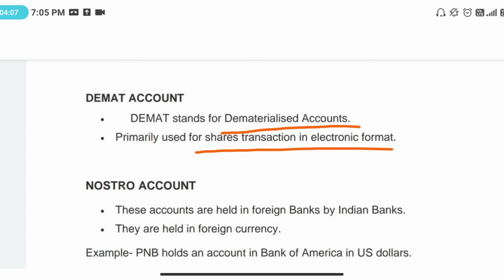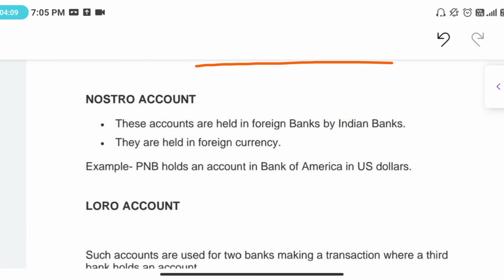And then the nostro account. These accounts are held in foreign banks by an Indian bank. So a nostro account is nothing but an Indian bank holding an account in a foreign bank. This is called a nostro account. So for example, PNB holds an account in Bank of America in US dollars. So here they hold the bank account in a foreign country only in their currency. So they hold the account only in foreign currency. So this is a nostro account.